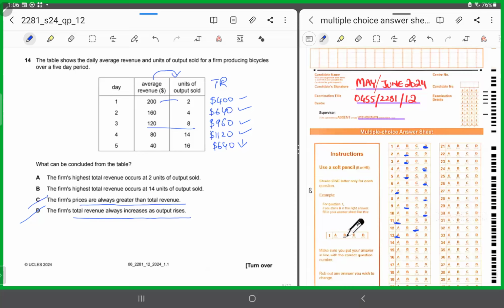A says the firm's highest total revenue occurs at 2 units of output. So at 2 units of output, the total revenue was 400. The highest total revenue is when the firm sold 14 units. That's the correct answer, which is the firm's highest total revenue occurs at 14 units of output sold. Hence, for number 14, it is B. So you see, it gets so easy once you solve the question in a logical way. For 14, it has to be B.